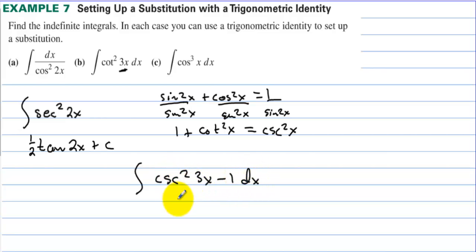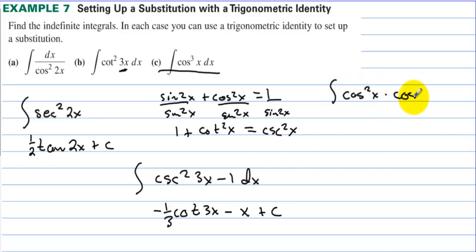Well, the antiderivative of cosecant is negative cotangent, not squared. The antiderivative of cosecant squared is negative cotangent of 3x. If I took the derivative of this, I'd have a 3 out in front. We don't have that. So we need to balance that out with a 1/3. And then we have minus x. And then plus c.